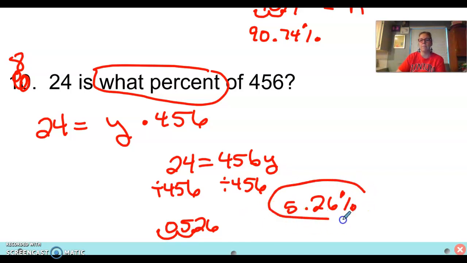5.26%. Make sure you leave the percent on there, which makes sense that it's a pretty small number, because if you have a test with 456 problems and you only got 24 right, then you did not make a very good score. So it would make sense that the percent is smaller.